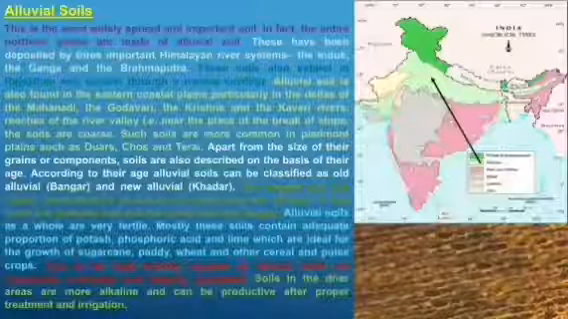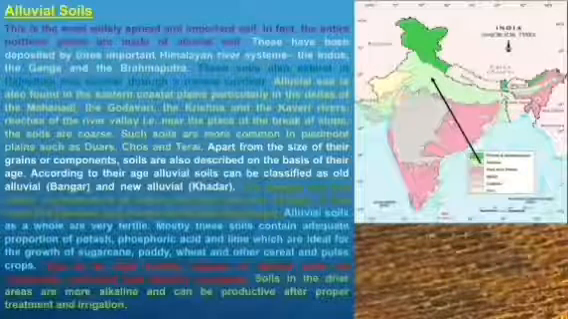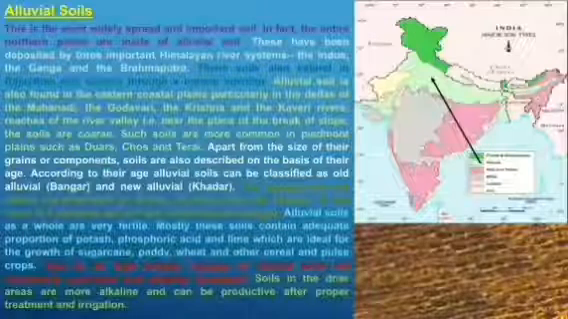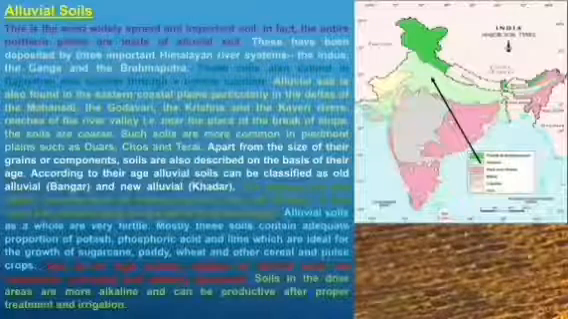These alluvial soils are formed due to the deposition by the major rivers in India like the Indus, Ganga, and Brahmaputra. These soils are also found in some areas of Rajasthan and Gujarat. They are found in the coastal areas, particularly the eastern coastal plains, that is, the deltas of Mahanadi, Godavari, Krishna, and Kaveri.